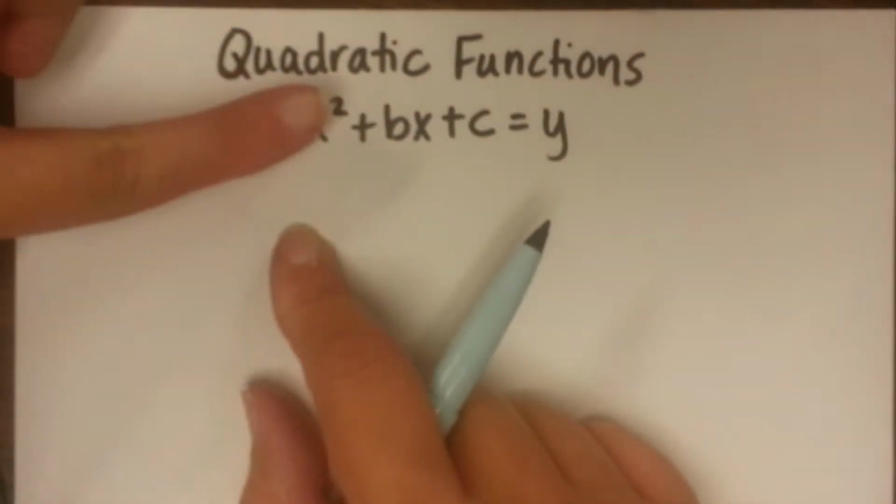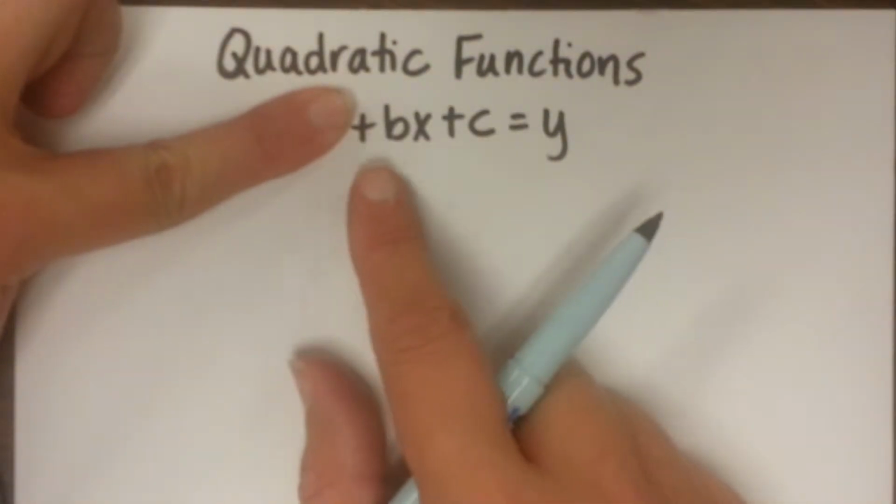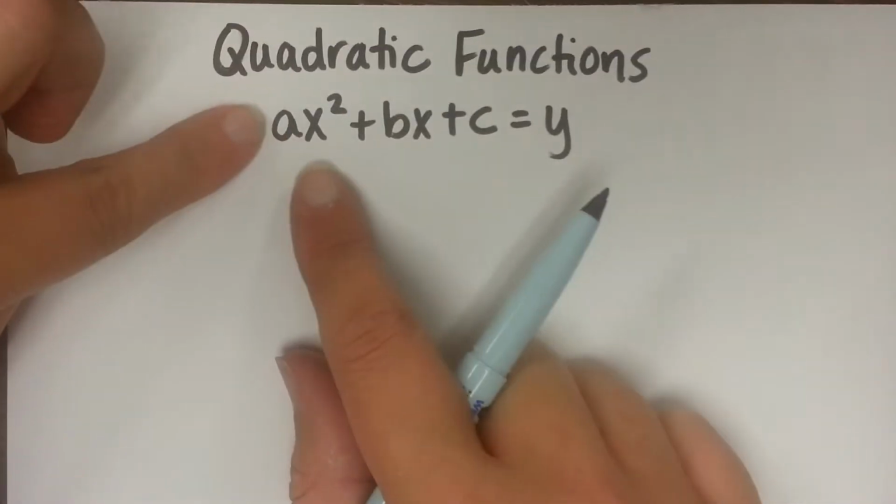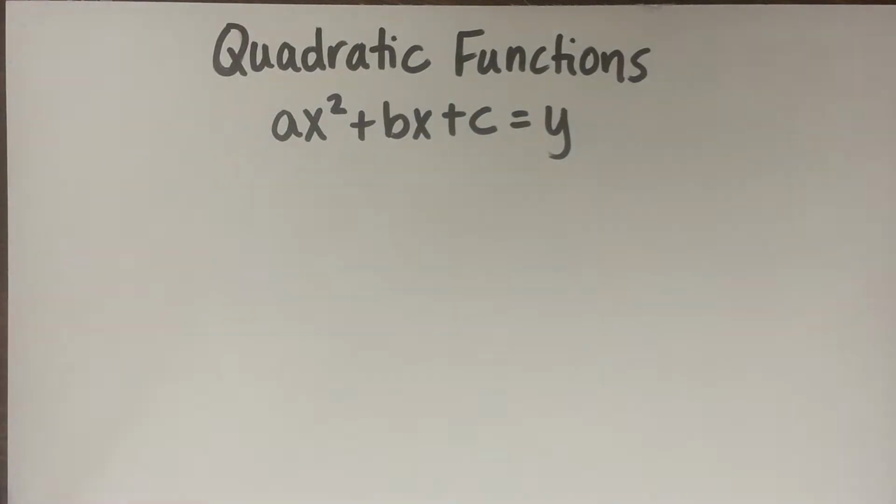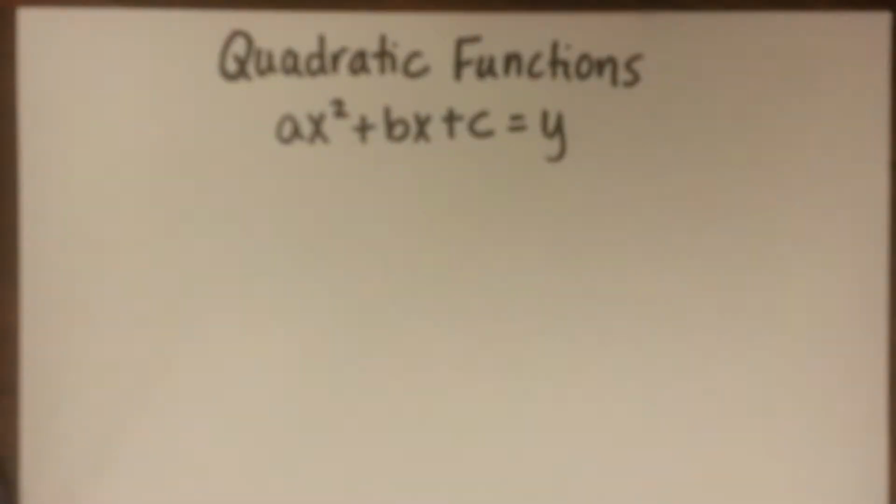Notice that if we took this x squared term away, this would look much like a line, bx plus c. But since we have the squared term in it, it's going to do some different things to our data, so that's going to give us a different type of graph.